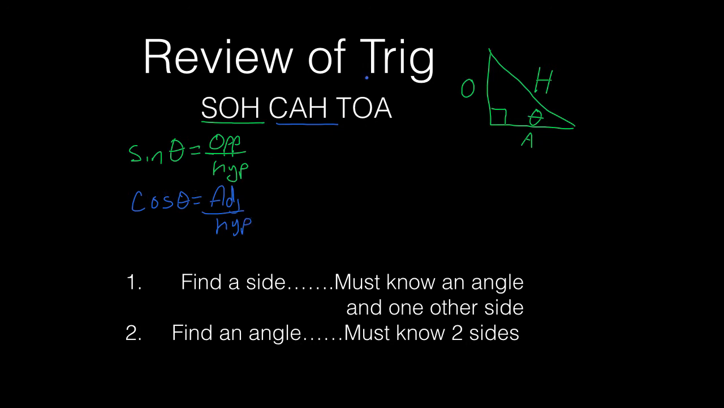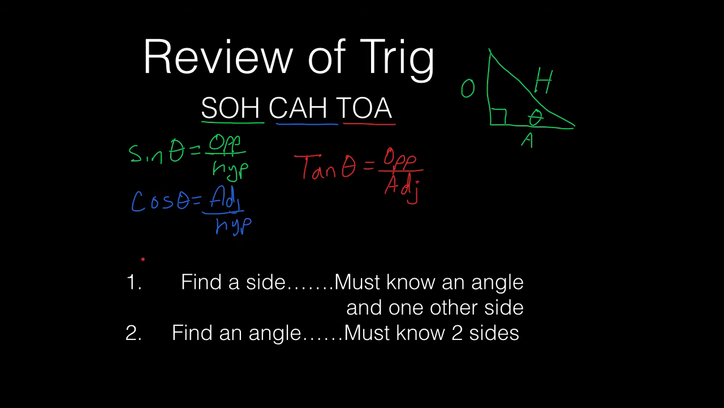Okay, and then finally the last one, TOA, what it stands for is tangent of theta is equal to O, which is opposite, divided by A, which is adjacent. And so if you ever get confused about what the trig functions mean, remember SOHCAHTOA. Sine is opposite over hypotenuse, cosine is adjacent over hypotenuse, and tangent is opposite over adjacent.